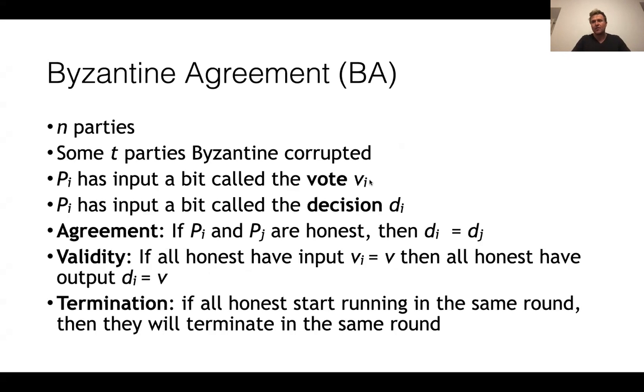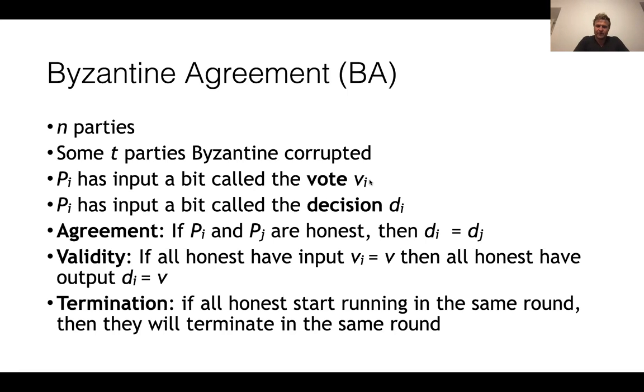I'm happy, not happy. My database is ready for committing, it's not ready for committing. Something in a distributed system. I would like to access the printer, something like that. And then each of them will also have an output called the decision.